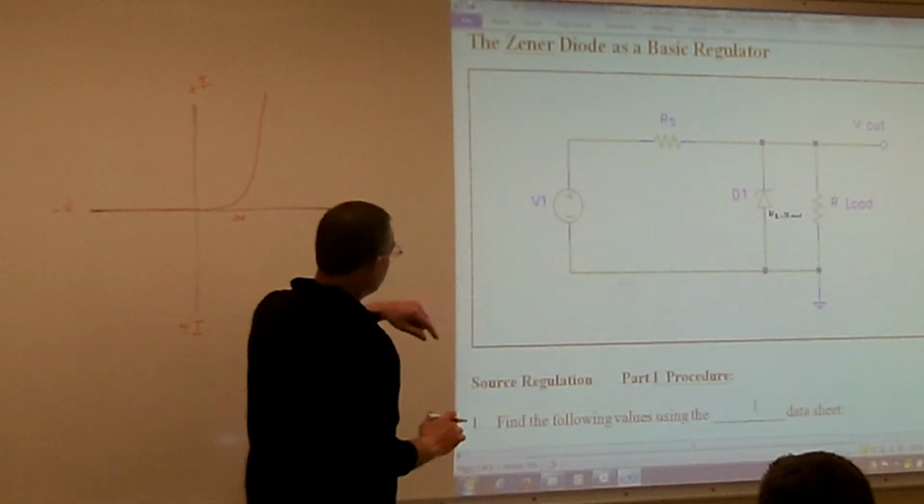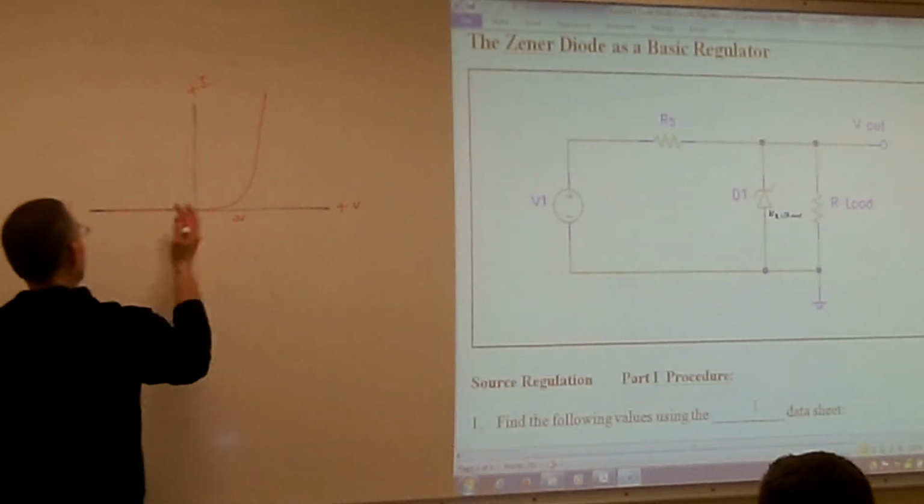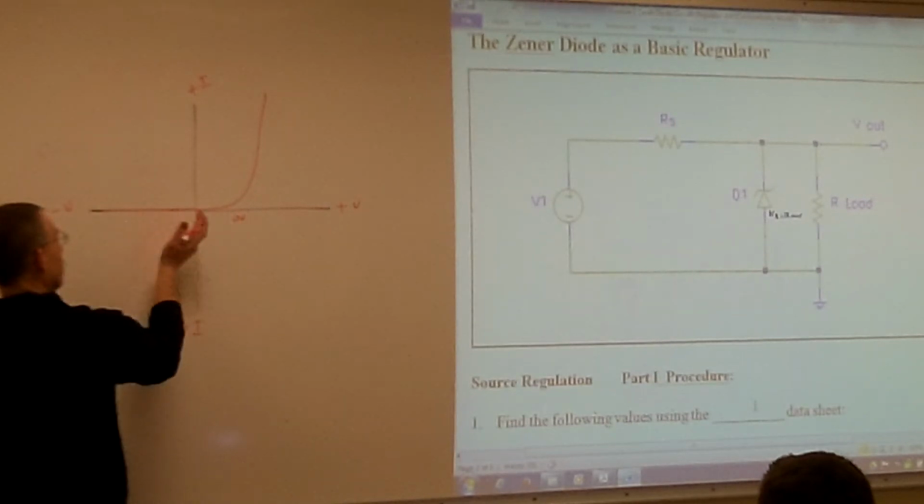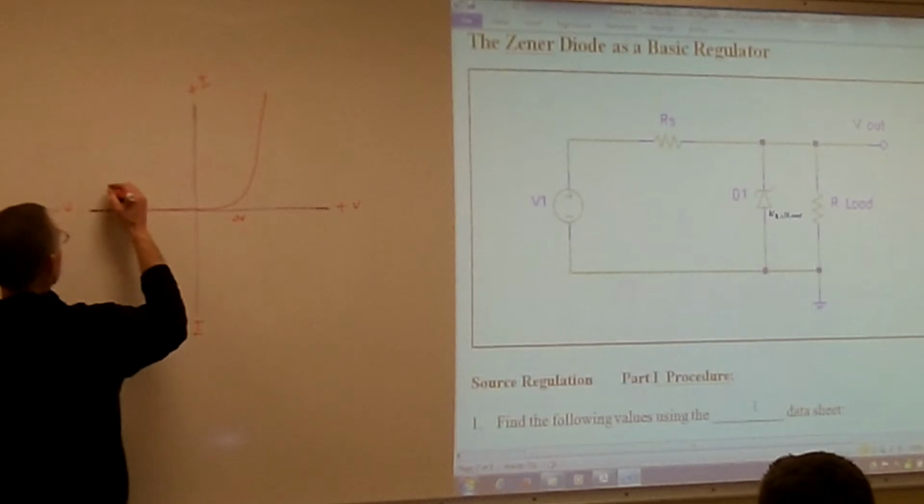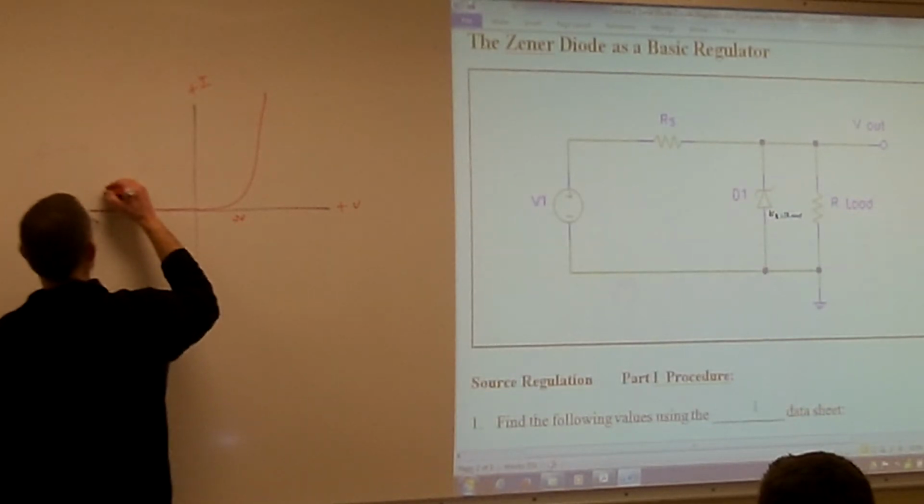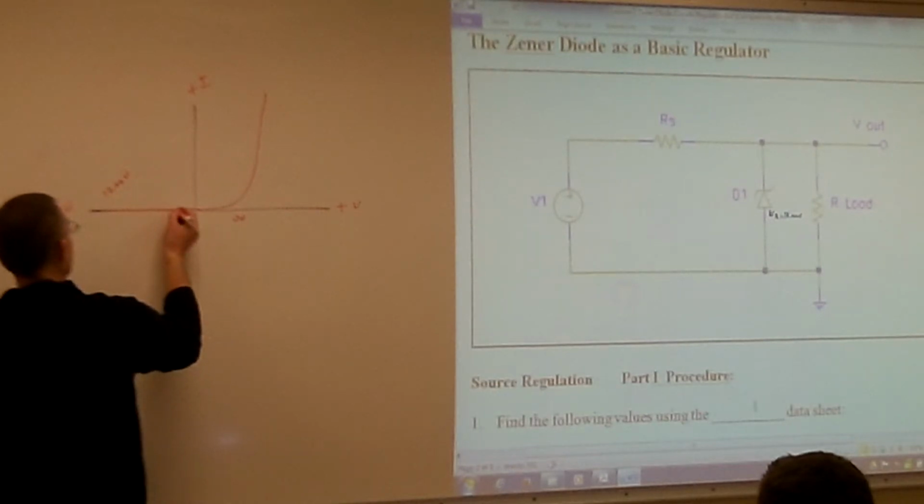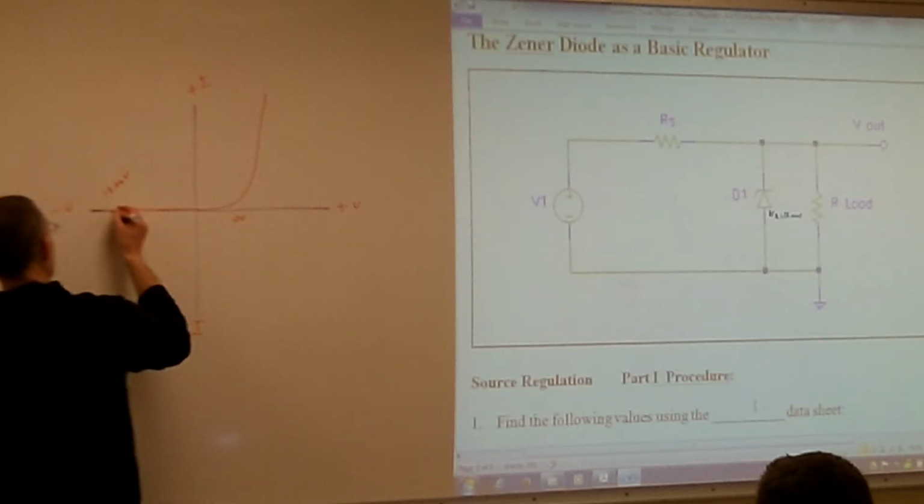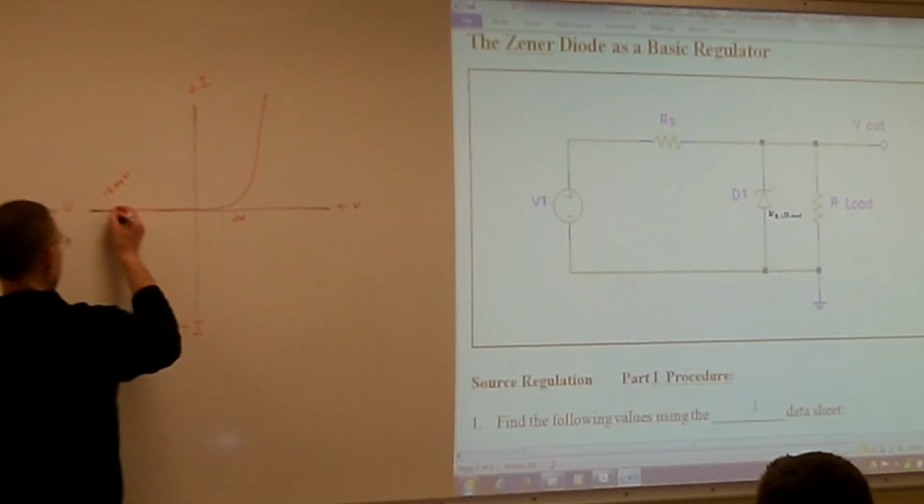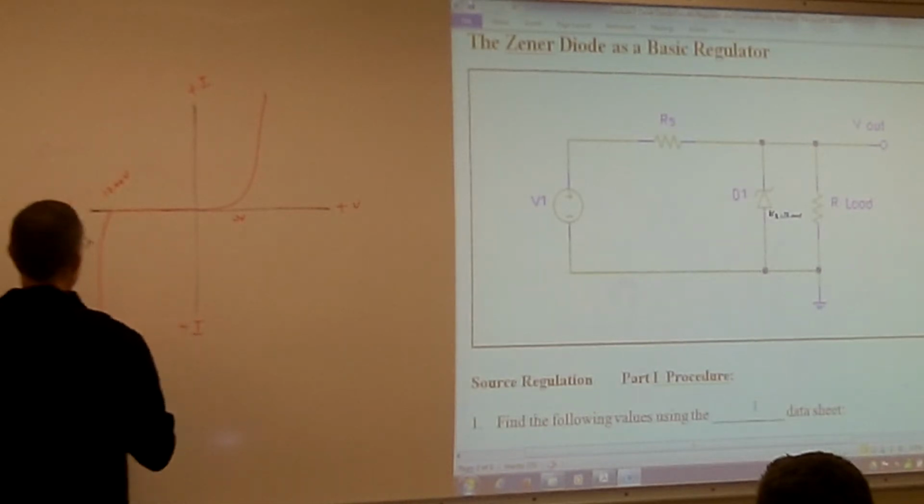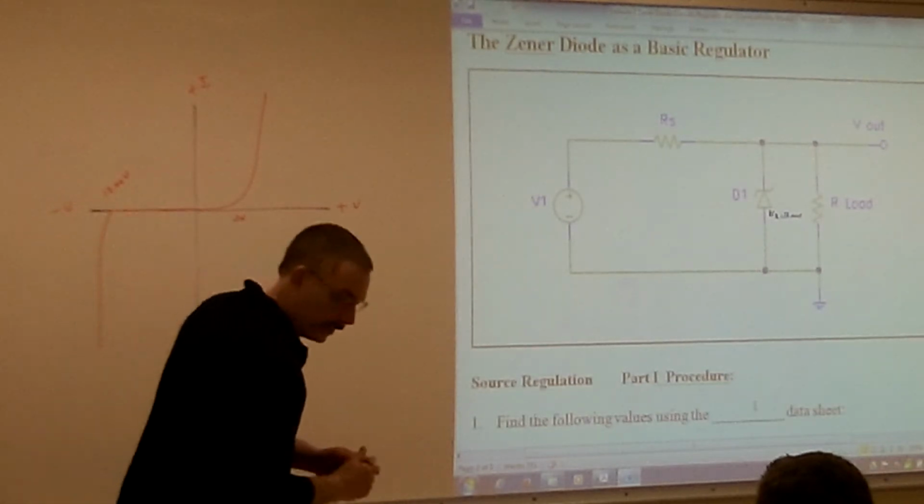Now with the Zener, we start applying enough reverse voltage across it. For example, on here is our 12 volts, or negative 12 volts, reverse biasing. What happens is once it hits that 12 volts, that diode is going to turn on, and then that current is going to start to flow. I'm going to exaggerate that a little bit more.